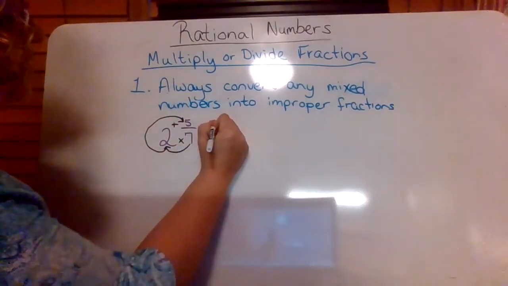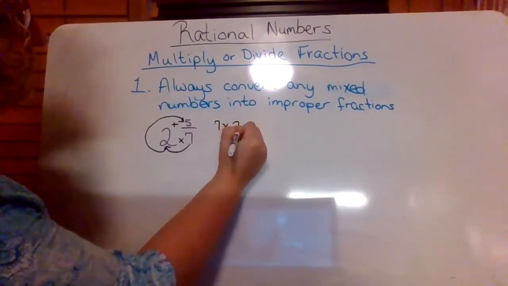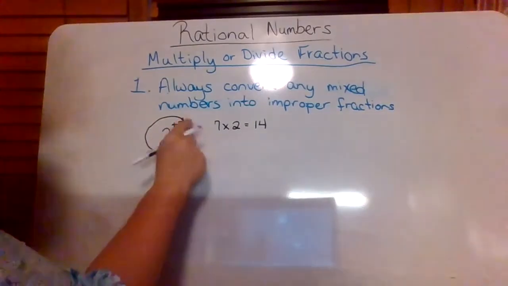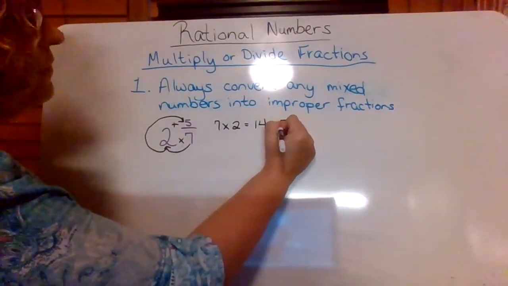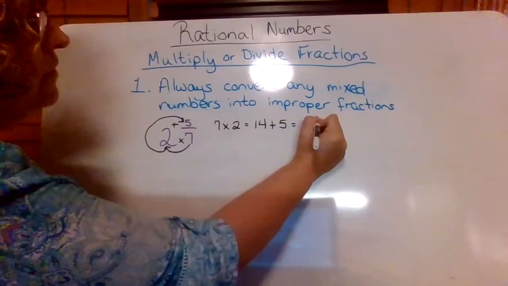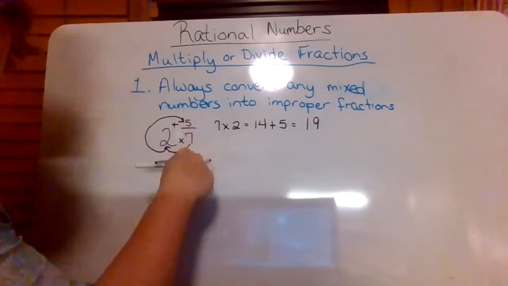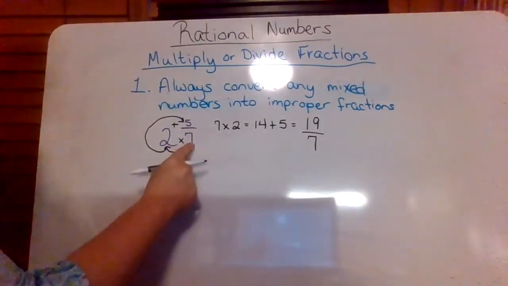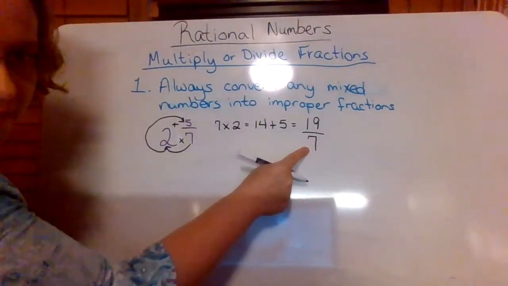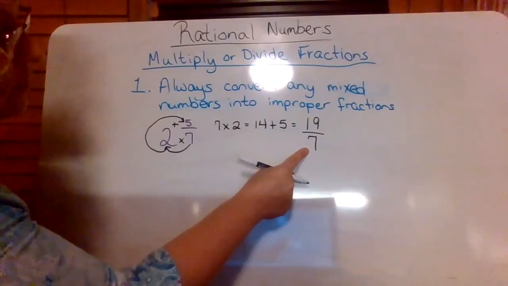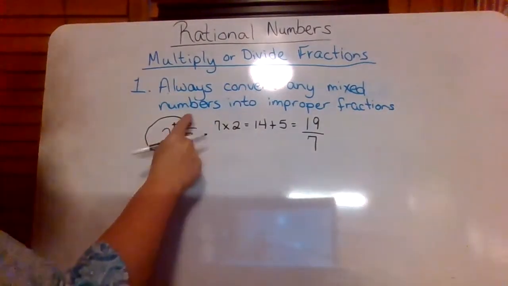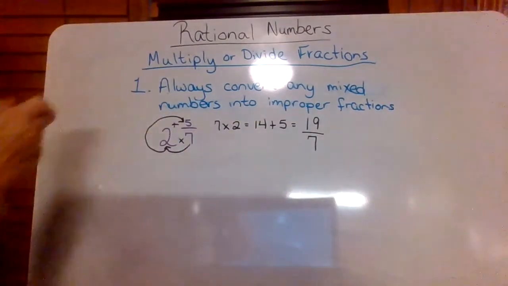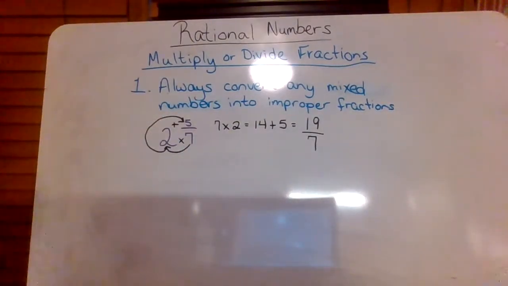So you're going to do 7 times 2, which is 14. Then you're going to add that 5, which is 19. And then it's going to sit right back down on that 7. So you start with the 7 and you end with the 7. Okay? So 2 and 5 over 7 is the same thing as 19 over 7. All right, let's do another one.